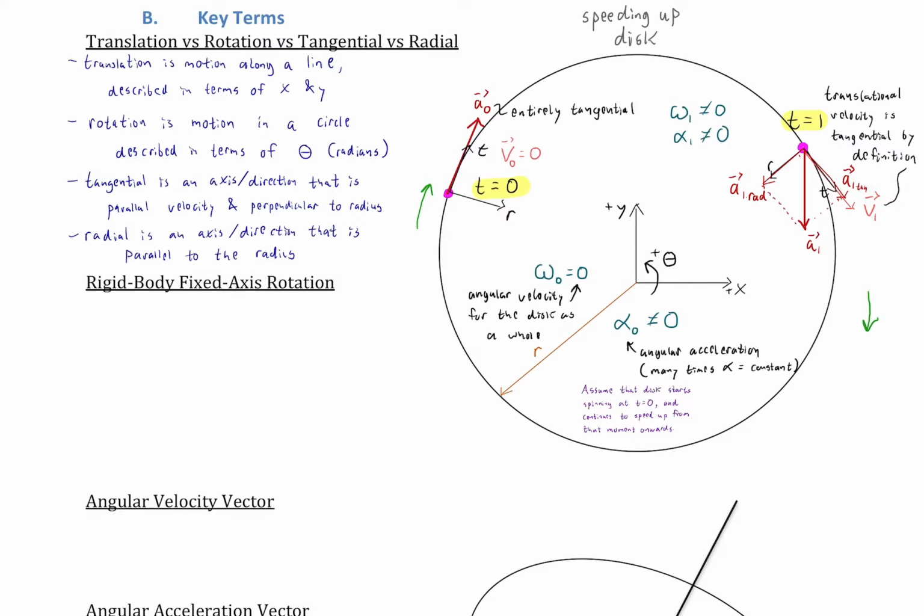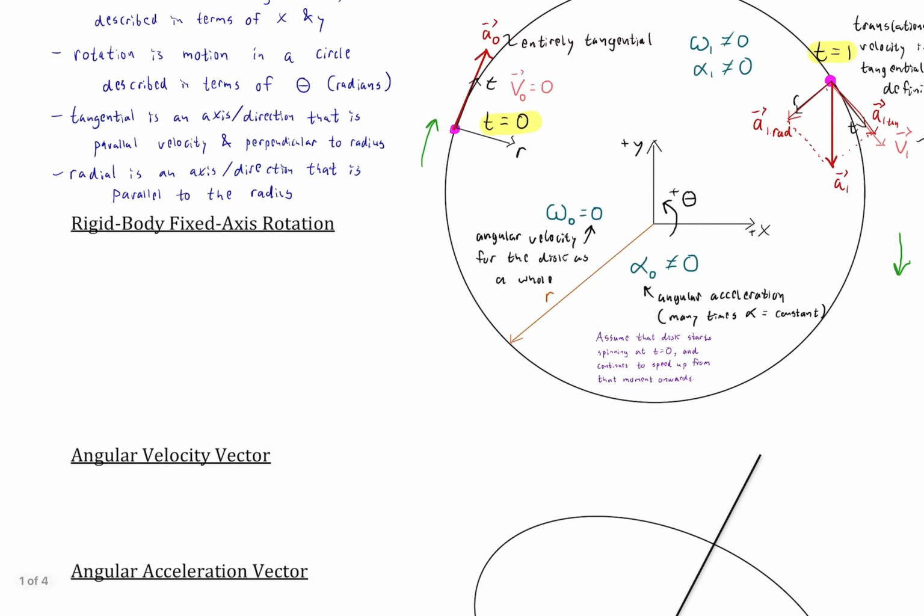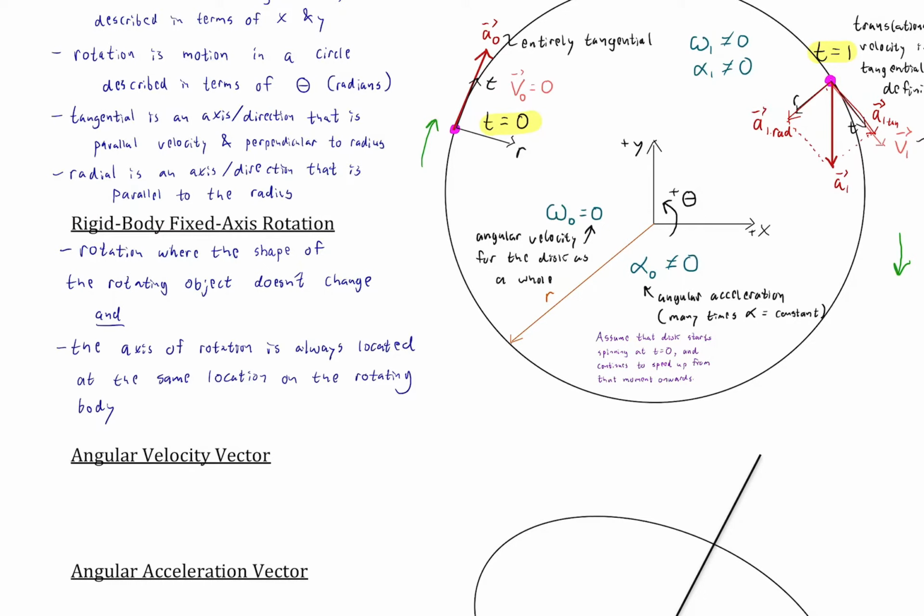Okay, all right, so let's get back to that idea of the fixed axis because that's our next key term here. This is a rigid body fixed axis rotation. That's in fact what's happening here. All right, so this is rotation where the shape of the rotating object doesn't change. That's the rigid part. And the axis of rotation is always located at the same location on the rotating body.